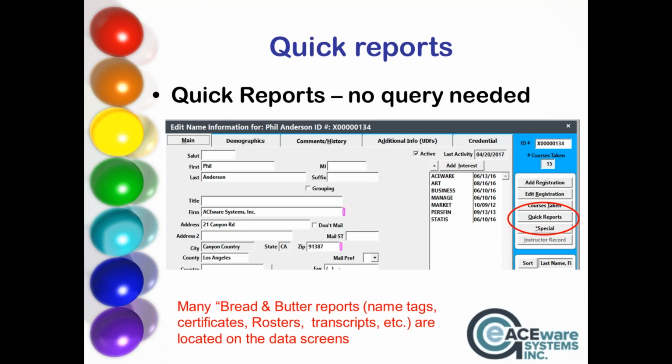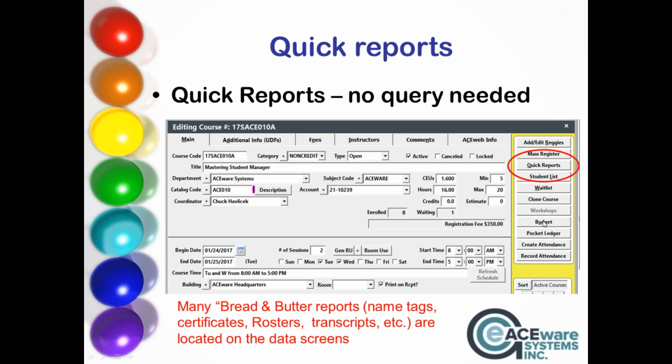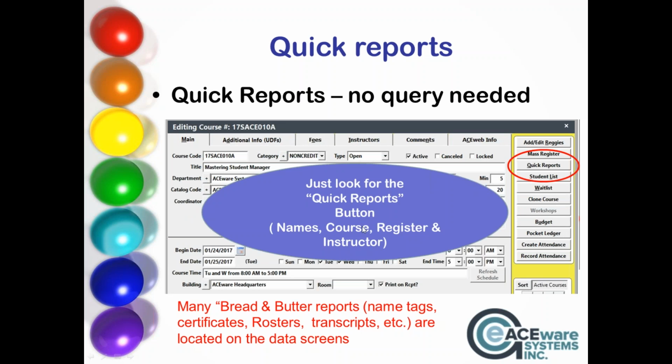Quick reports. Okay, the next area for you to be able to get reports is from the quick reports that are on each of the main data screens, the name, the course, the register, and instruct, and you'll see the quick reports button on the menu bar. So again, just look for quick reports on those fields. The advantage of that area is that you don't have a query because it assumes if you're on the course 17 ACE 101, you want that course data. So again, automatically gives it to you without going through the query aspect.